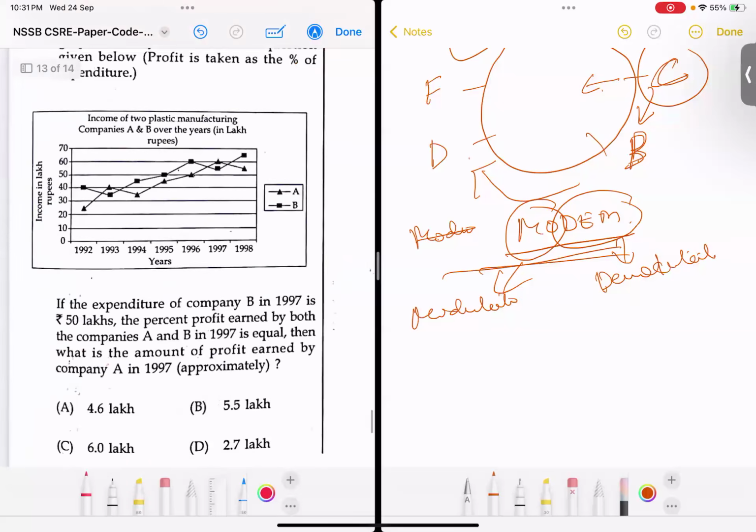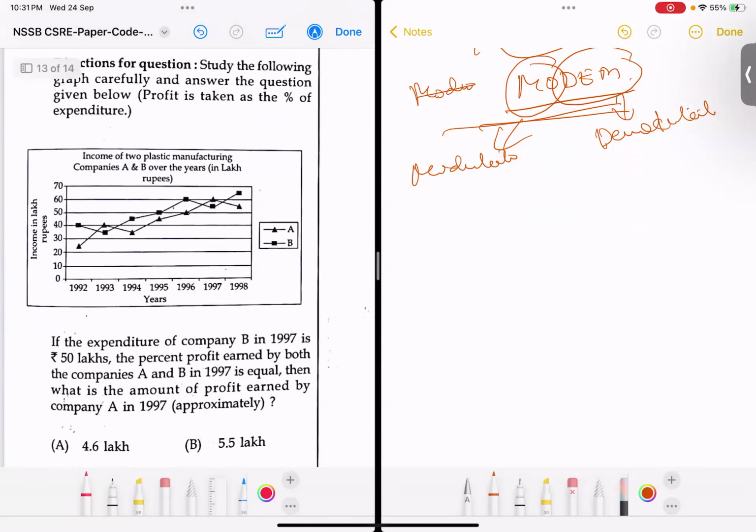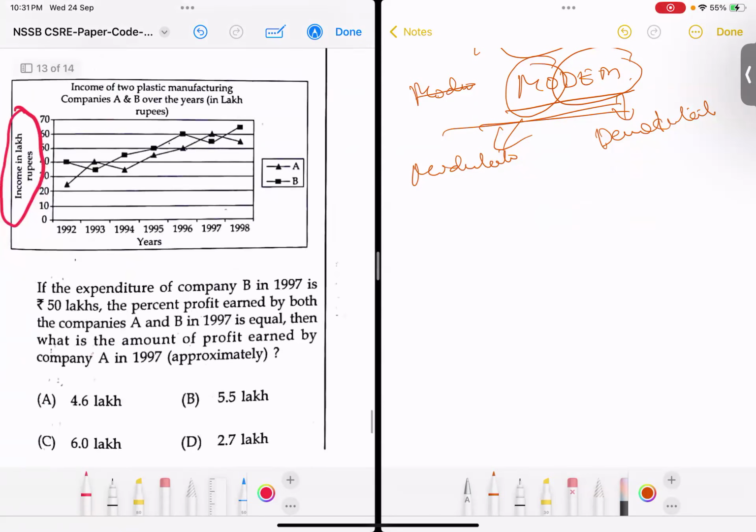Question number 99. Here we have two companies. The one marked with a triangle is company A, and the one with a square is company B. These two companies are plastic manufacturing companies, and the income that they have earned is shown in the graph over a period from 1992 all the way to 1998.